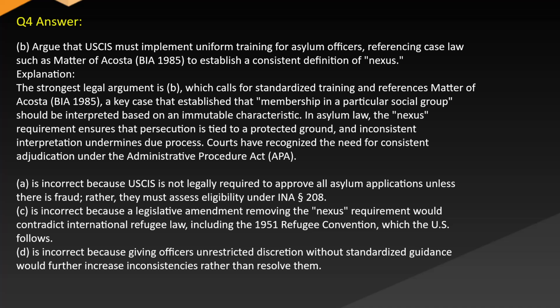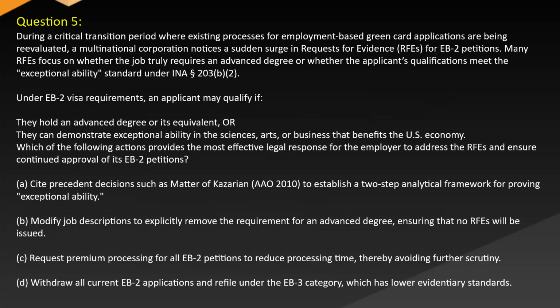A is incorrect because USCIS is not legally required to approve all asylum applications unless there is fraud. Rather, they must assess eligibility under § 208. C is incorrect because legislative amendment removing the nexus requirement would contradict international refugee law, including the 1951 Refugee Convention, which the U.S. follows. D is incorrect because giving officers unrestricted discretion without standardized guidance would further increase inconsistencies rather than resolve them. Question 5.